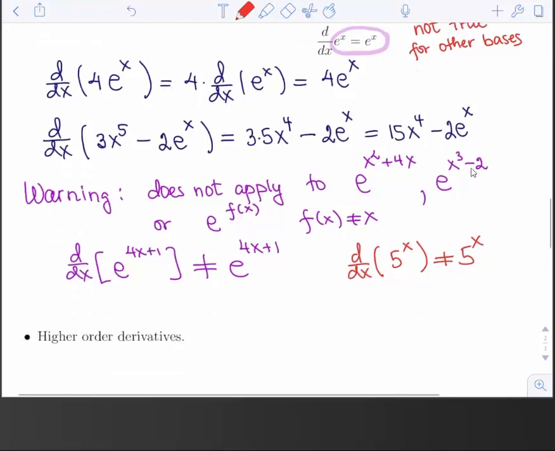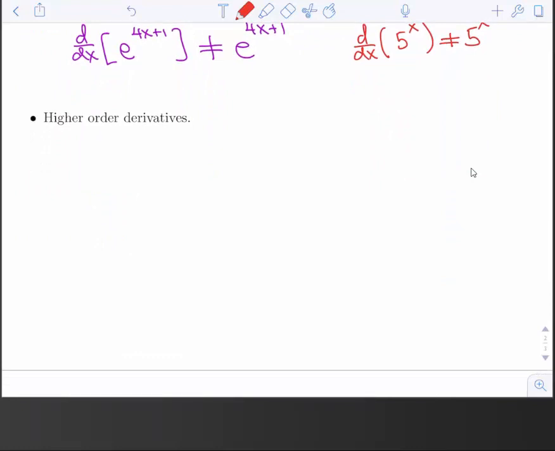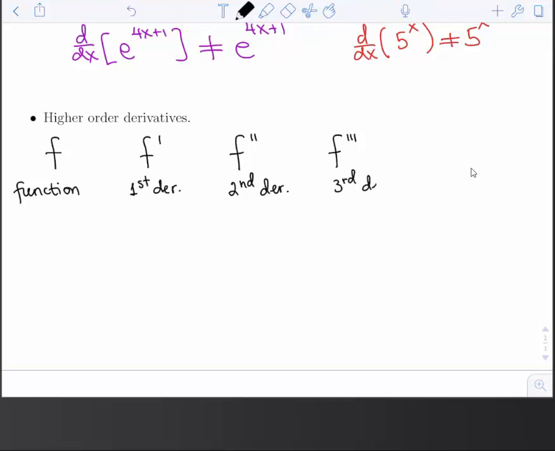Okay. We can also talk about higher order derivatives. So let's say I want to differentiate my function one time, and then differentiate it again, and then maybe one more time. This one we would call the first derivative, second derivative, third derivative of the function. We can also have the nth derivative, some abstract enumeration.